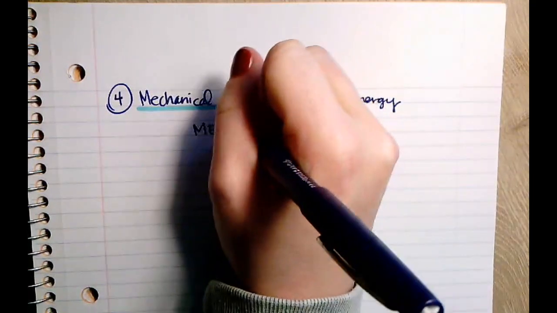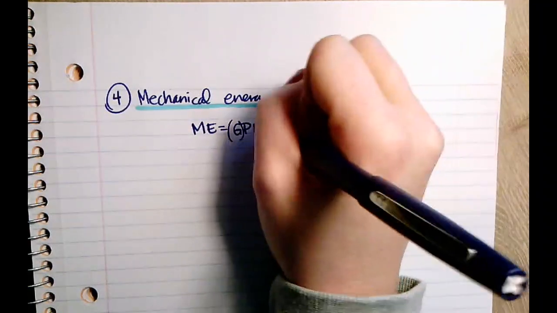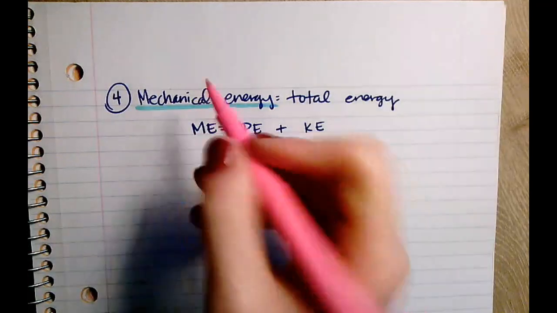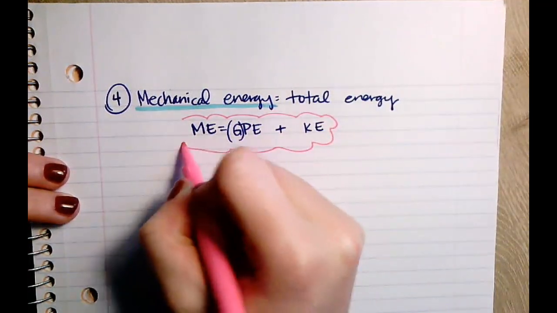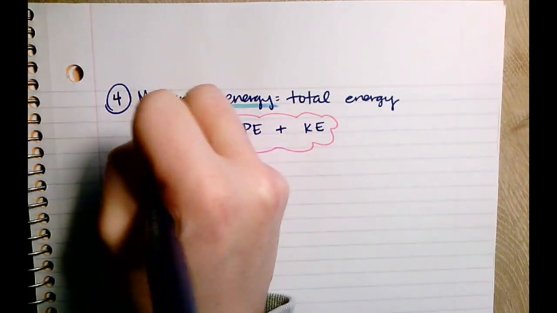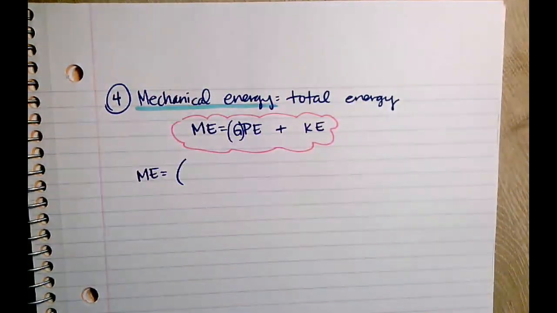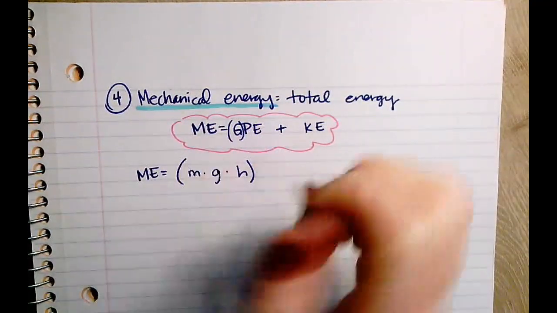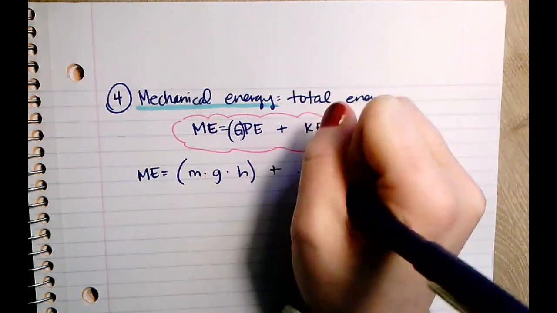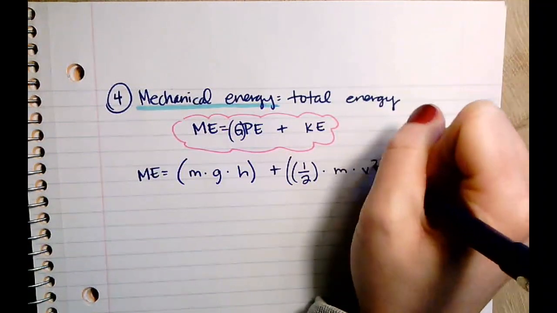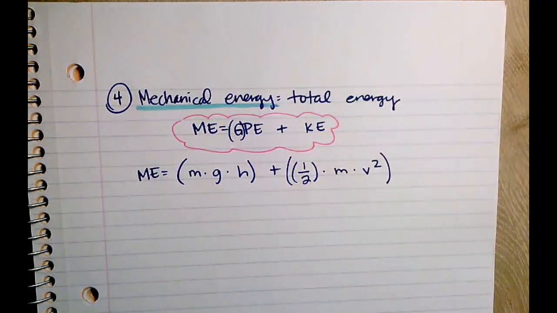Mechanical energy is the GPE, or just PE, so I'm going to put the G as optional, plus the kinetic energy. So that is our formula for mechanical energy. We would add them. Now, another way you could write that out would be like a bigger version. You would do your M times G times H, which is our potential energy formula, plus our kinetic energy formula, which is 1/2 times M times V squared. And you would just add those together.